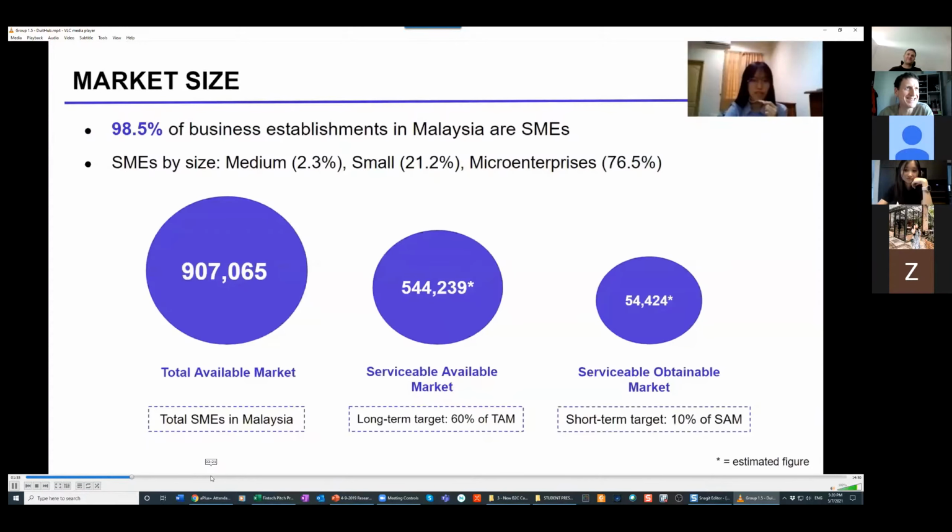There's the next slide. The market size of SMEs in Malaysia is large, with 98.5% of business establishments in Malaysia being SMEs. Among these SMEs, micro enterprises are the majority, followed by small enterprises and medium.